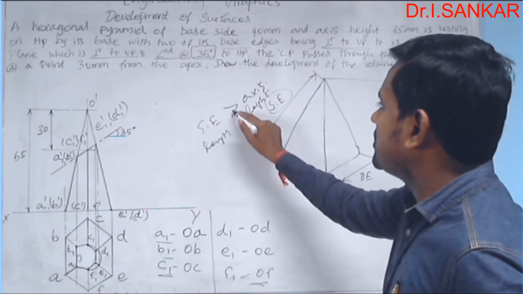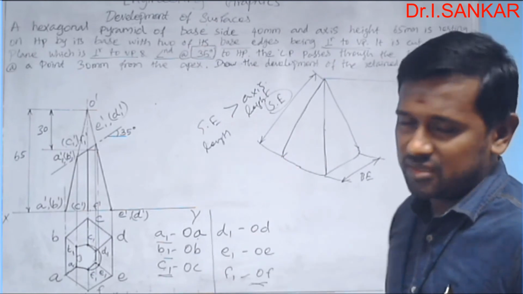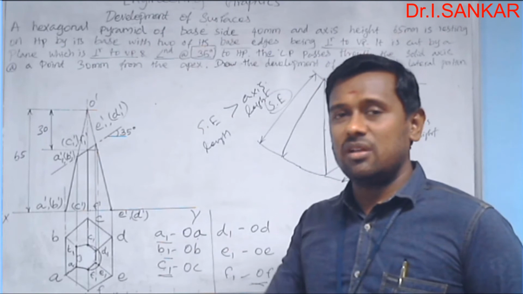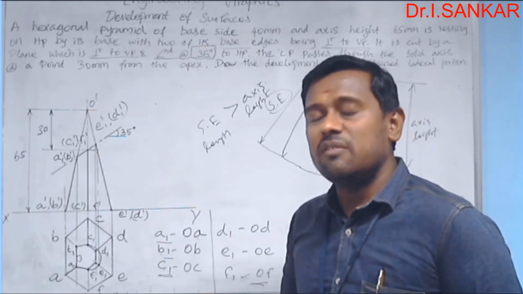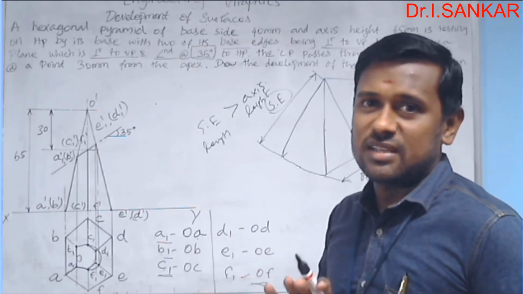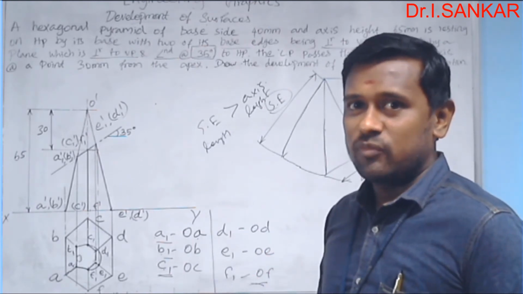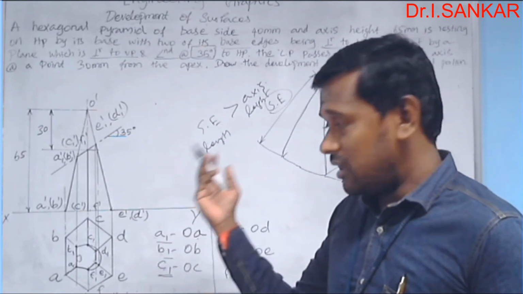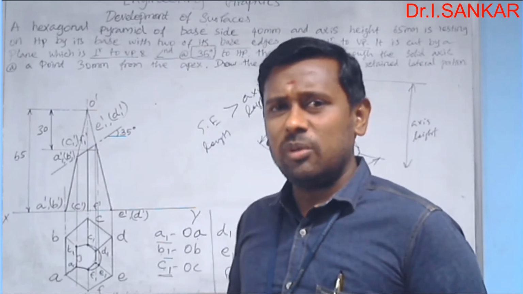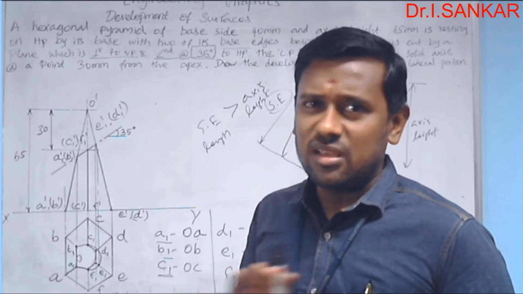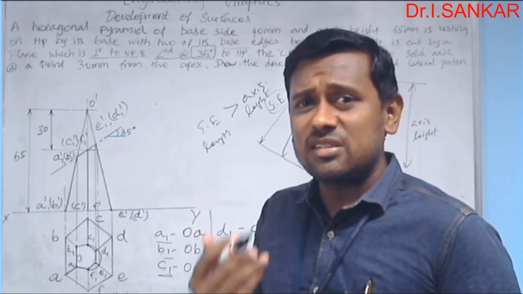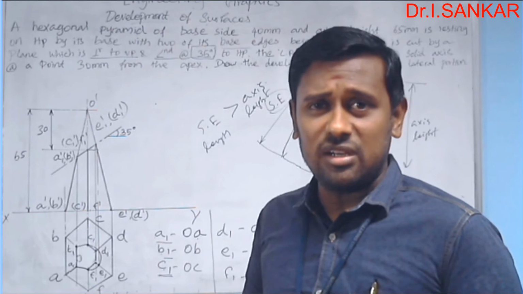Slant edge length is always greater than the axis height. It's a fact. Now, how to find this? In all the questions in engineering graphics that we are dealing with now, only the axis height of the solid and the base edge length of the solid are given as input data for drawing. With that we have drawn all the pyramids, whatever it may be: pentagonal, hexagonal, square, or triangular pyramid. We need the axis height and the base edge length. We never used the slant edge length for drawing the front and top views of the solid.